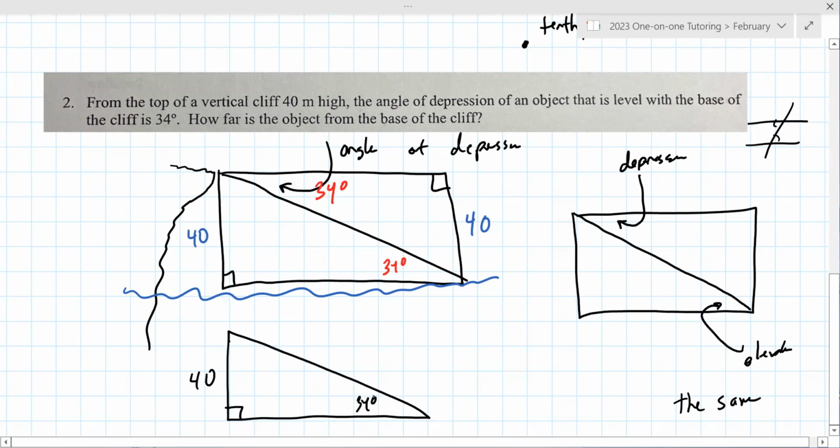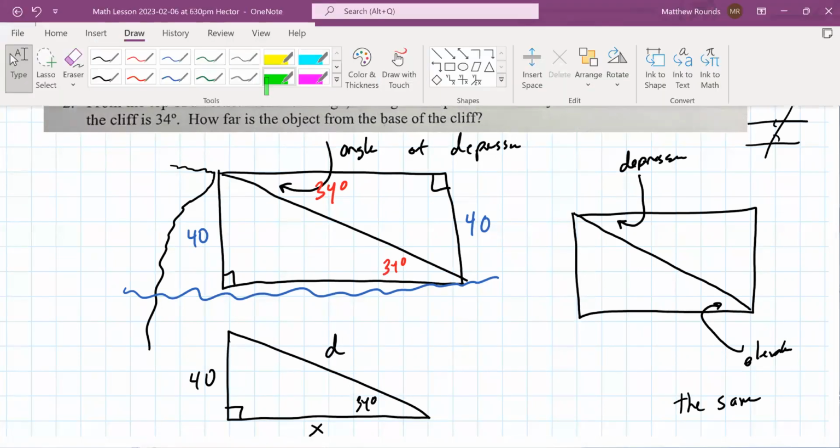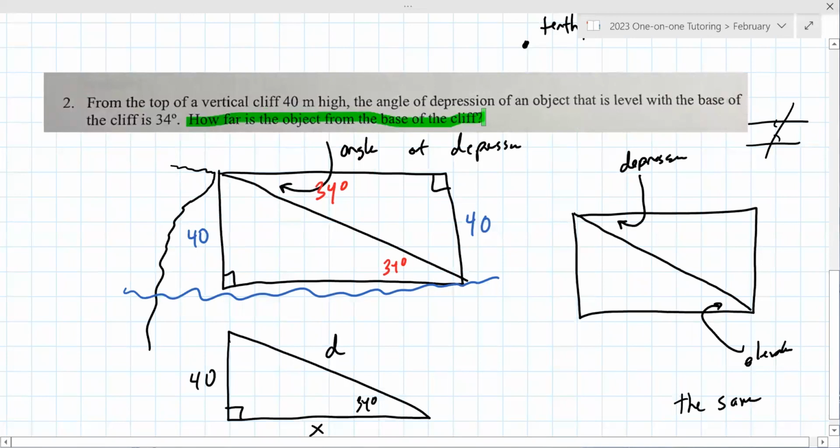And then what are we trying to find? I'll label two things here, X and D. Which are we trying to find in this problem when it says how far is the object from the base of the cliff? Are we asking for X? We're asking for D. X. Yes.